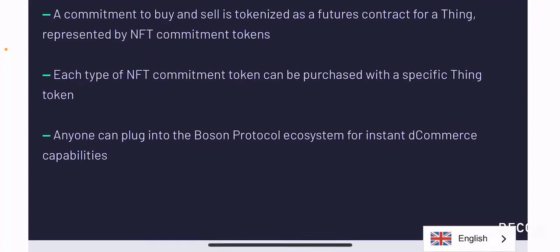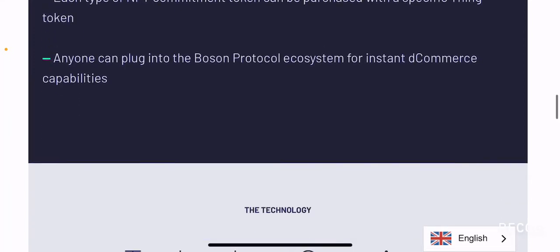Each type of NFT commitment token can be purchased with a specific thing token. So again, any form of NFT commitment that you have expressed can be purchased with a specific thing token. Anyone can plug into the Boson protocol ecosystem for instant e-commerce capabilities, right?